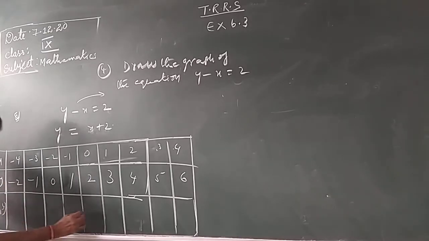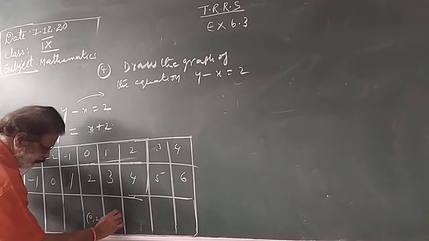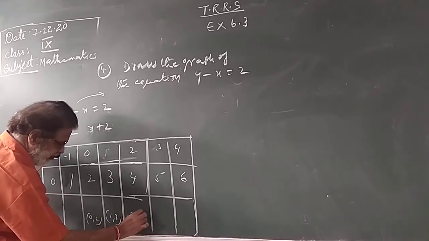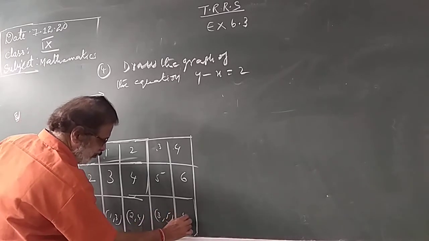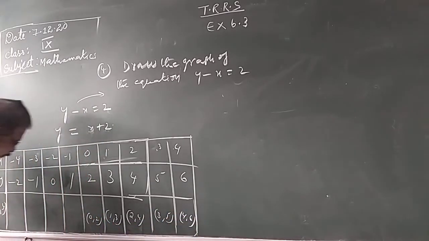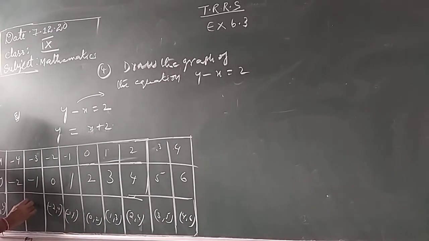You write all these: x 0, y 2; x 1, y 3; x 2, y 4; x 3, y 5; x 4, y 6; x minus 1, y 1; x minus 2, y 0; x minus 3, y minus 1; x minus 4, y minus 2. So all these you plot on the graph.